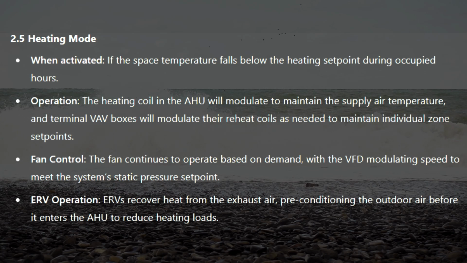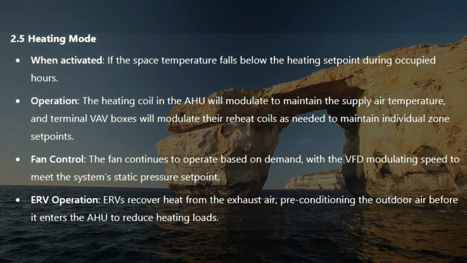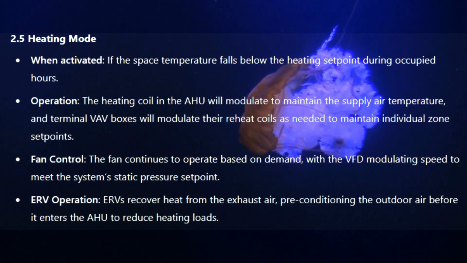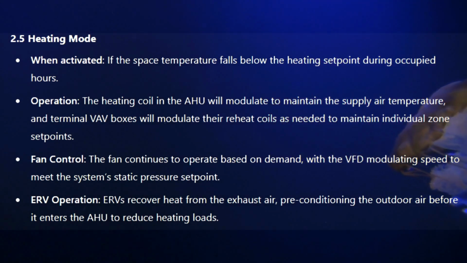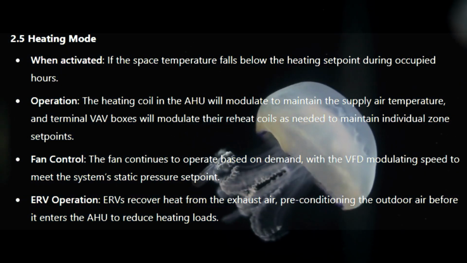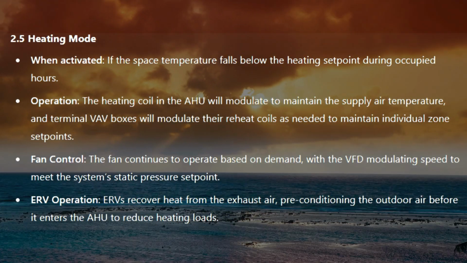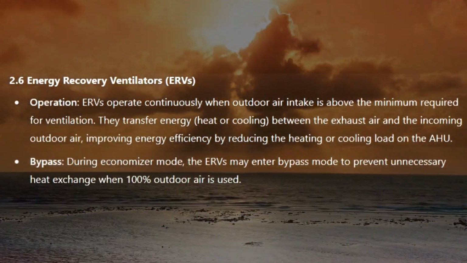2.5 Heating mode. When activated: if the space temperature falls below the heating set point during occupied hours. Operation. The heating coil in the AHU will modulate to maintain the supply air temperature, and terminal VAV boxes will modulate their reheat coils as needed to maintain individual zone set points. Fan control. The fan continues to operate based on demand, with the VFD modulating speed to meet the system's static pressure set point. ERV operation. ERVs recover heat from the exhaust air, preconditioning the outdoor air before it enters the AHU to reduce heating loads.